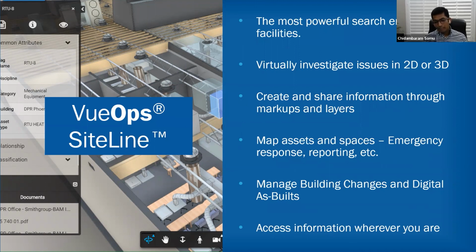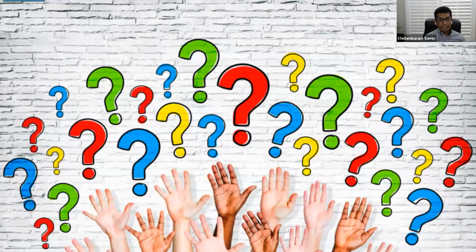And we are expanding our virtual investigation capabilities to 2D. So now users can experience the simplicity of 2D with the power of 3D. And with our new PDF viewer, users can create and share information with internal or external stakeholders. And users can create asset inventory, map assets and spaces to improve emergency response time, to reduce facilities downtime, for reporting, for documentation. And then we are introducing a practical and simple way to manage building changes on digital assets. And all of this is responsive, so users can access information wherever they are. All they need is a device and a browser. So that's SiteLine for you guys.